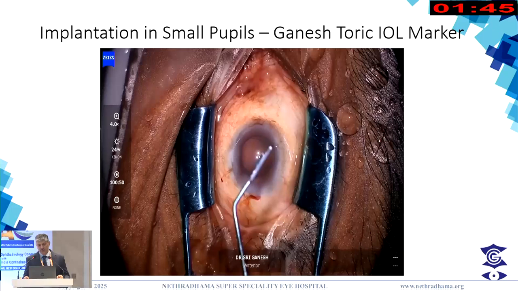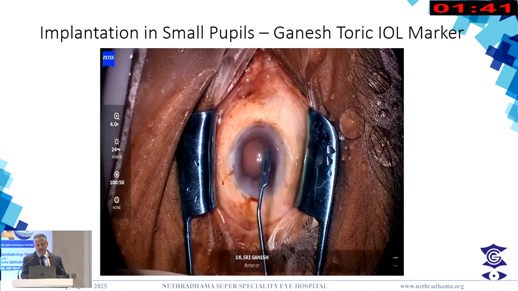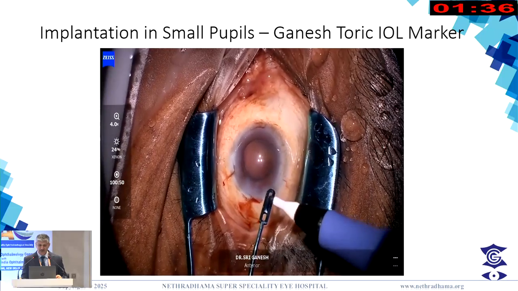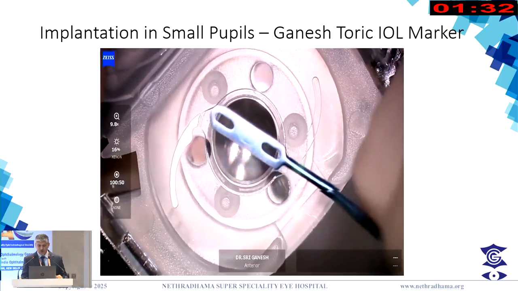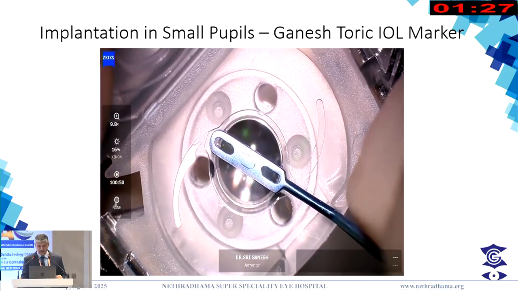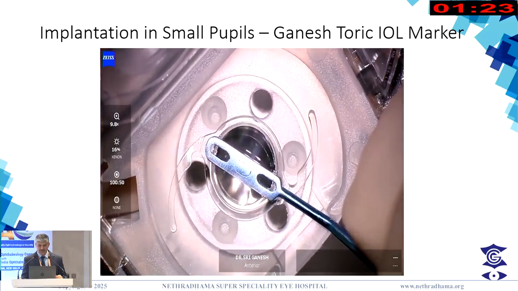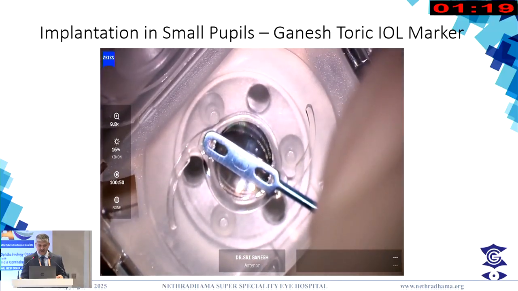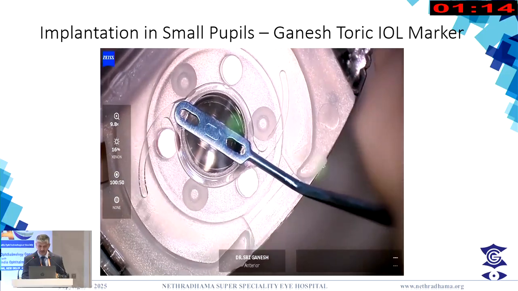What happens in small pupils? I've made a marker known as the GANESH Toric marker, because you can't see the peripheral marks if the pupil comes down. This is available from Epsilon. It has a blunt edge and 2 windows. You can look at the toric marks through the windows and then press down on the lens. When you press down and hold it for about 30 seconds, it leaves an indentation and a mark on the center, which is temporary. This is not a sharp edge, it's a blunt edge.